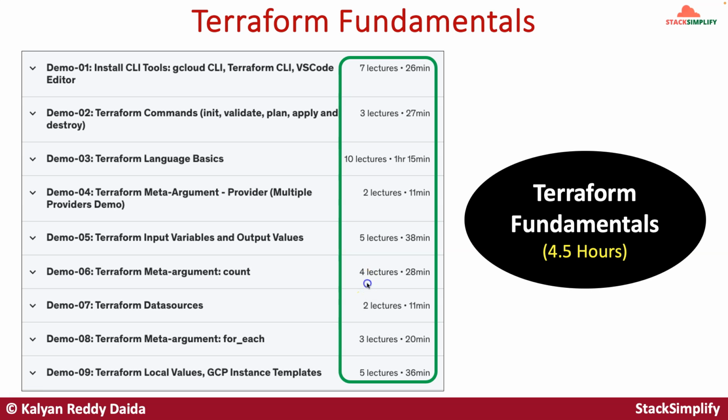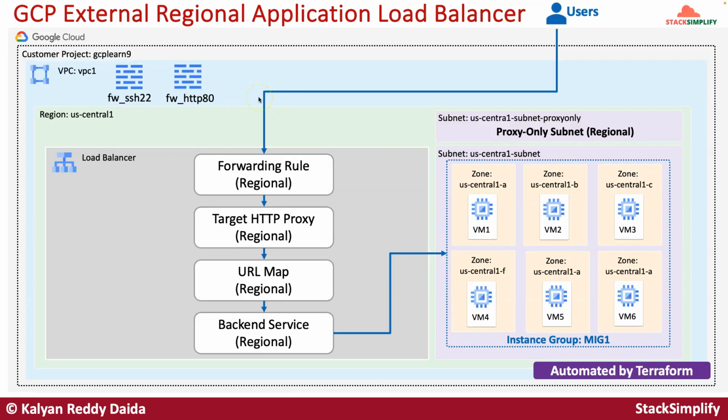Once the fundamentals are completed, we will start with implementing the regional application load balancer. There we are going to learn about backend service, URL map, target HTTP proxy, and forwarding rule components in a load balancer, and automate them using Terraform. As a user, when you access your load balancer IP address, the request will be sent from the load balancer to your backend managed instance groups. You'll have a lot of VM instances present here, and traffic will be distributed from this load balancer to all those VM instances. This whole thing we are going to implement using Terraform.